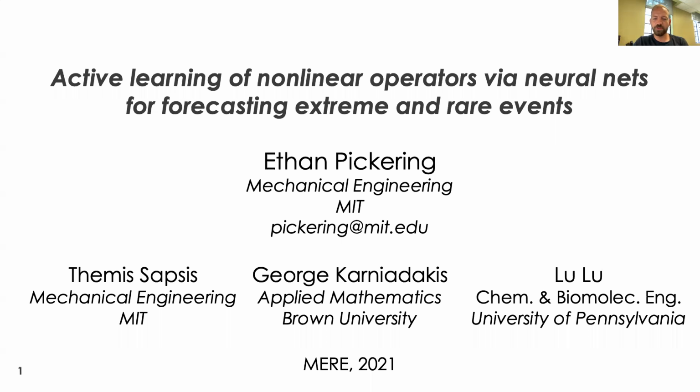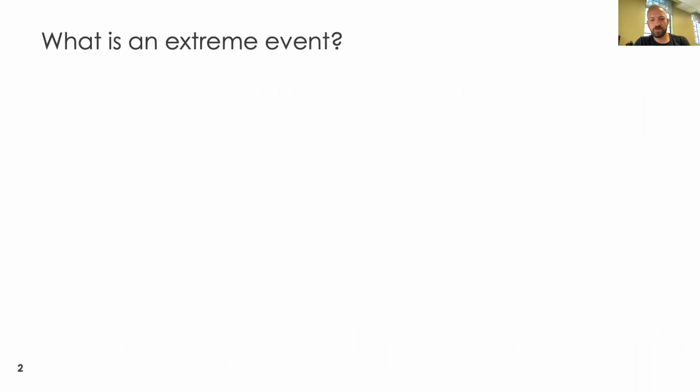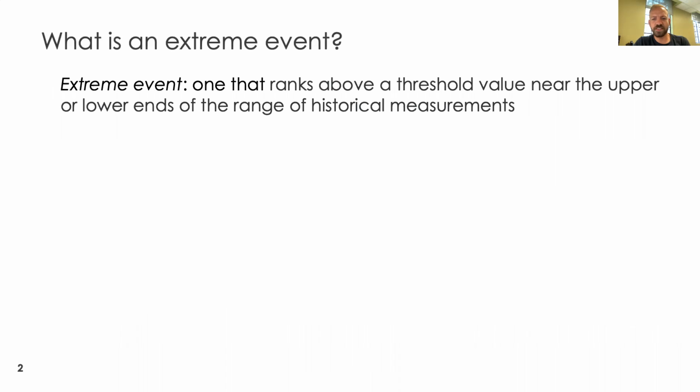Hello, I am Ethan Pickering, a new postdoc here at MIT, and I'll be introducing my research on the discovery of extreme events via optimal active sampling and neural nets. So what is an extreme event? Well, an extreme event is one that occurs near or past the upper or lower range of historical measurements.